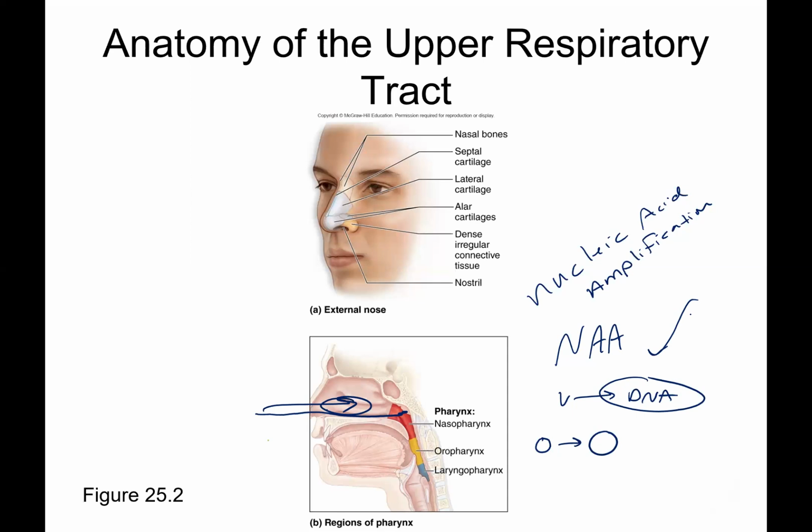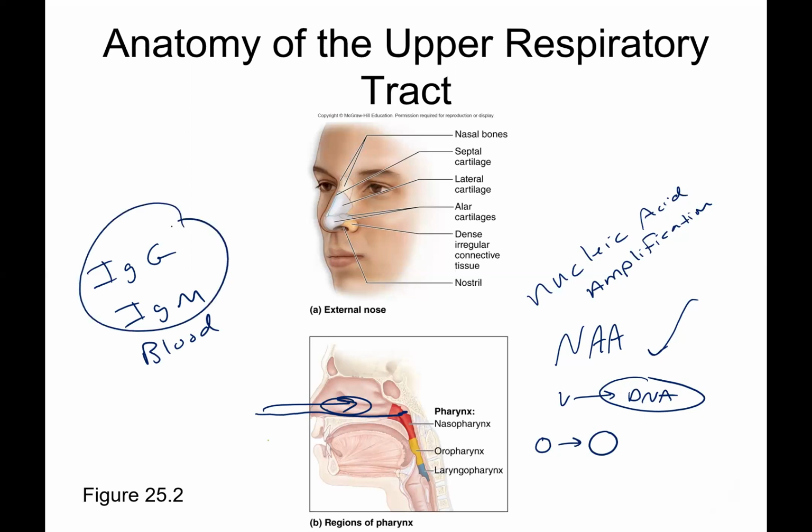The other test that I do is IgG and IgM. So this one's blood. Okay, so draw the blood. It's a 2-for-1. So you're going to get both of these. IgM lets you know you have it now. IgG lets you know you've been exposed to it. Okay. And likely it takes about 14 days for the IgG to show up.